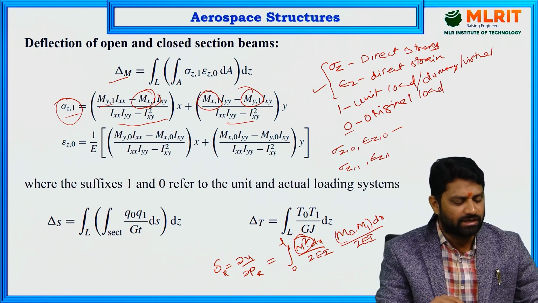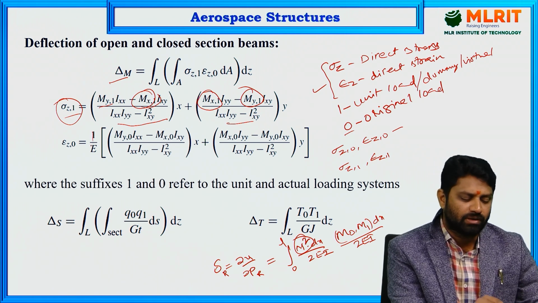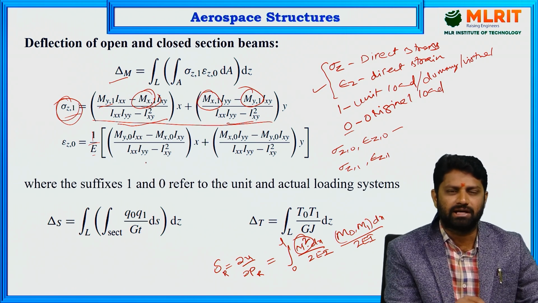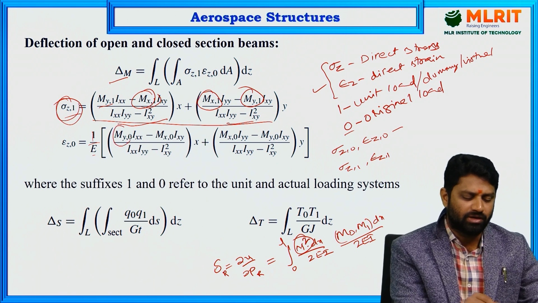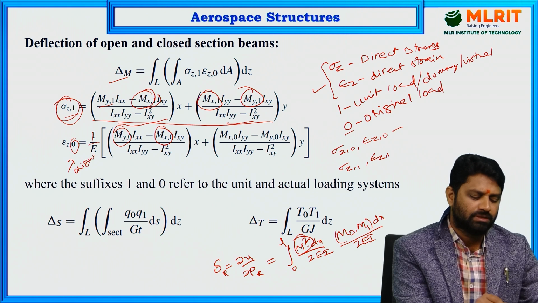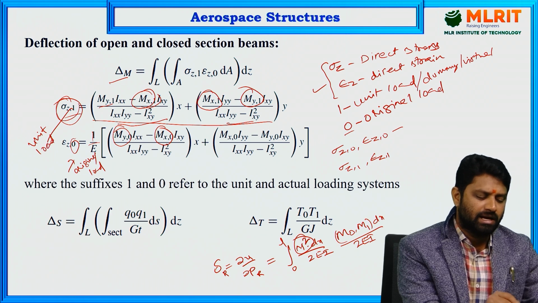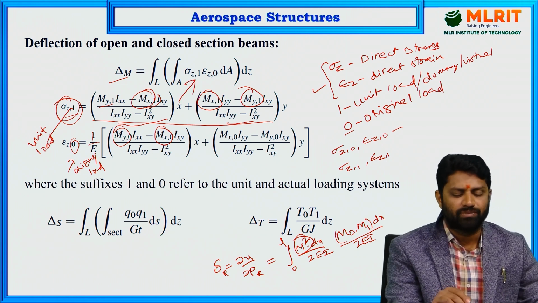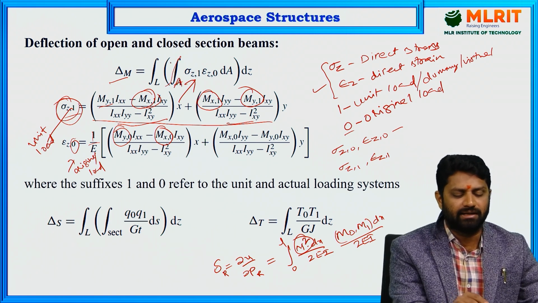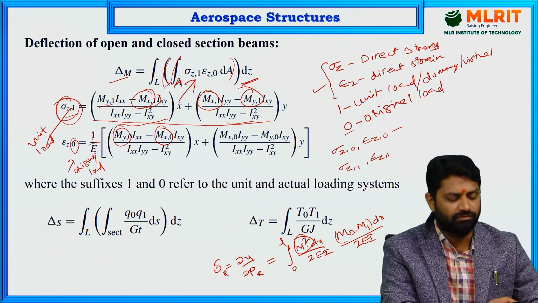Similarly, if you write the strain, strain is equal to stress divided by Young's modulus. So 1 by E, Young's modulus, into stress, you can write the same equation, but here Mx and My are replaced with Mx naught and My naught. As we discussed, the naught refers to the original load and the 1 refers to the unit load. That is what we need to understand. Once you get these expressions, you can substitute over here, and the corresponding equation is integrated over a particular area, and then once again integrated over the total length, so that you get the deflection of open or closed section beams.